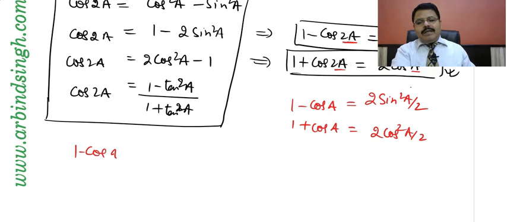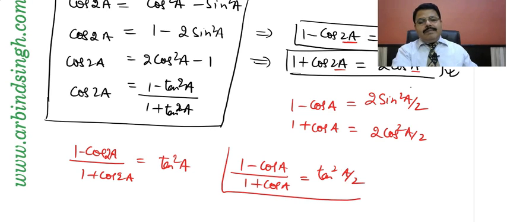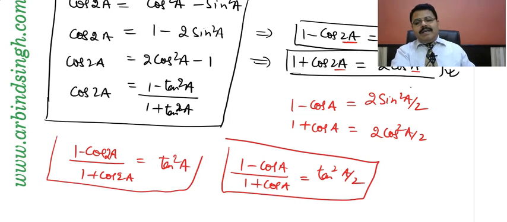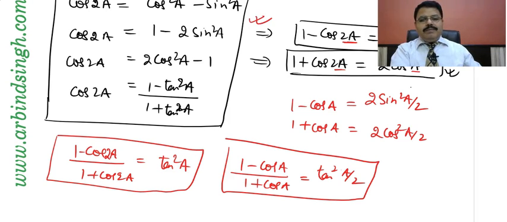1 minus cos 2a and 1 plus cos 2a, we come up as tan square a. And similarly, 1 minus cos a upon 1 plus cos a will turn up as tan square a by 2, because that will come numerator as sine square and denominator it will come up as cos square a. 2 and 2 will cancel out. So that will be tan square a by 2. If you keep all these things in mind, it will be very useful for fast calculation. Otherwise, you can ignore this one and you can memorize only these four, right?